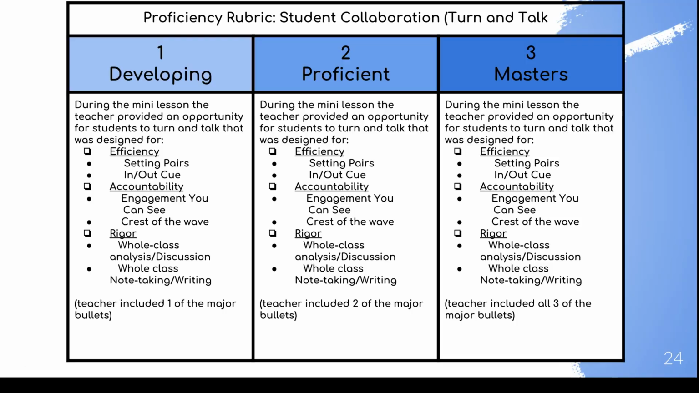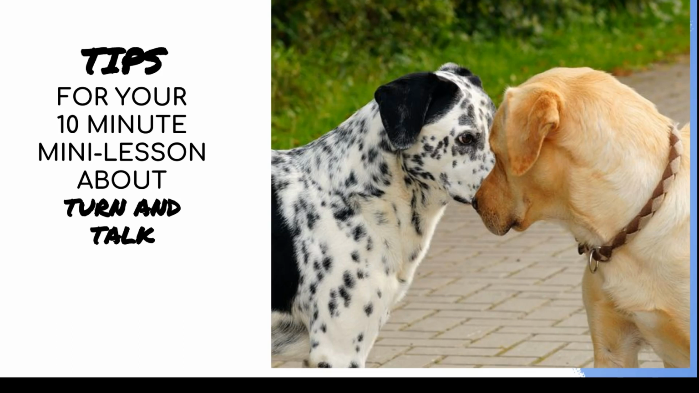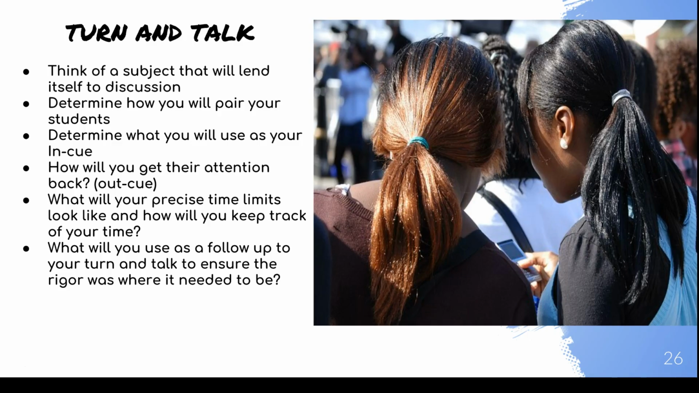During the demonstration lab, you'll present a 10-minute mini lesson in which you model frequent small group talk about the learning. The next slides contain a few tips as you prepare for your mini lesson. Think about a subject that'll lend itself to discussion and determine how you'll pair your students. Determine your in cue and out cue. Consider time limits and how you'll keep track of time.